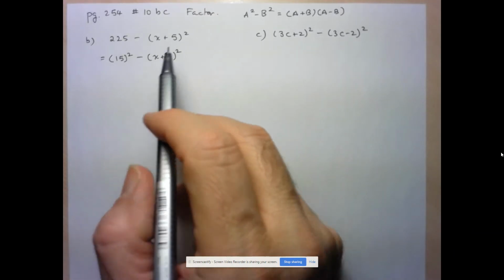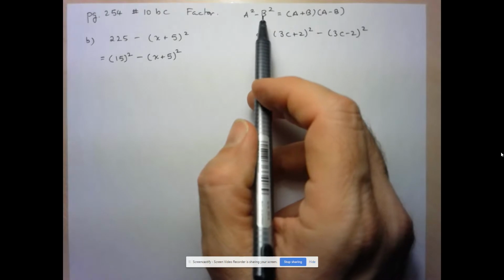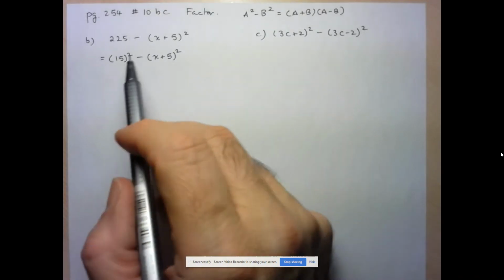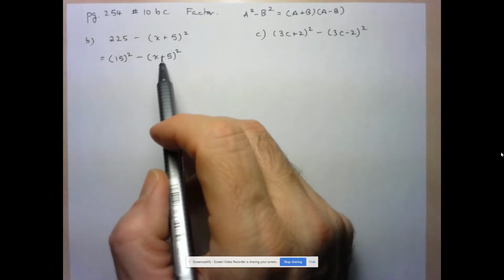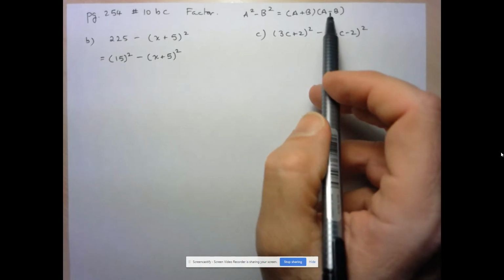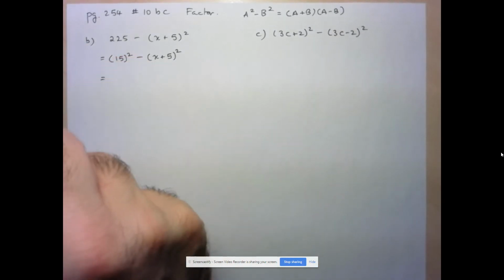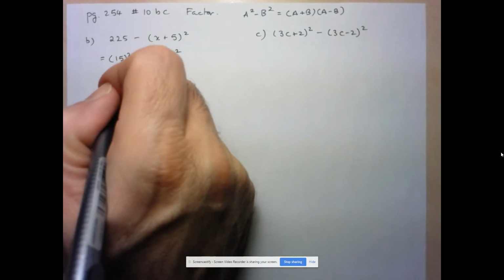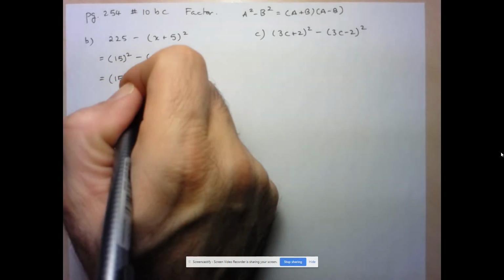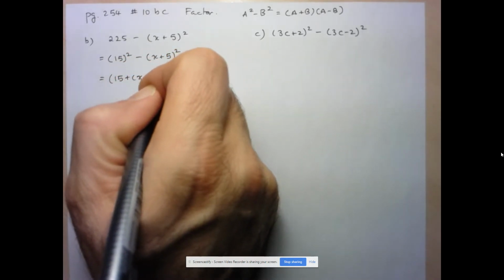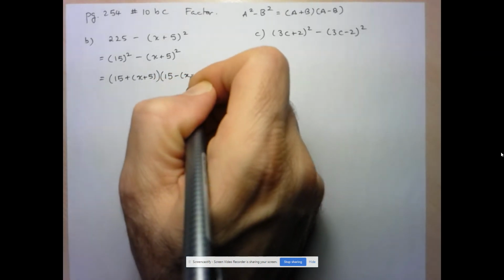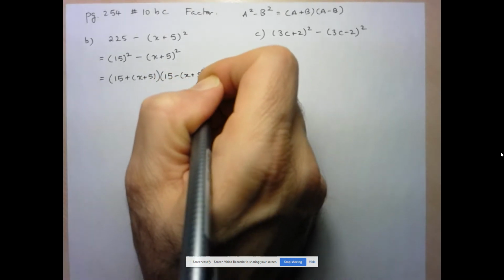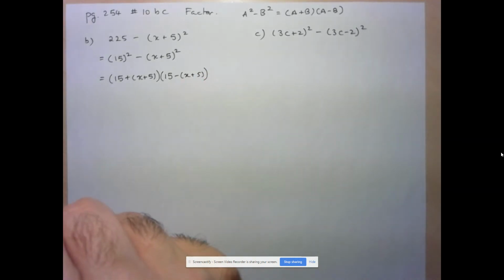So if I compare this to my general expression here, my a value is just 15, and my b value would just be represented by x plus 5. So now I can go ahead and do the factorization. So what did we say it was going to be? It's the first plus the last times the first minus the last. All right, and there's our factorization.